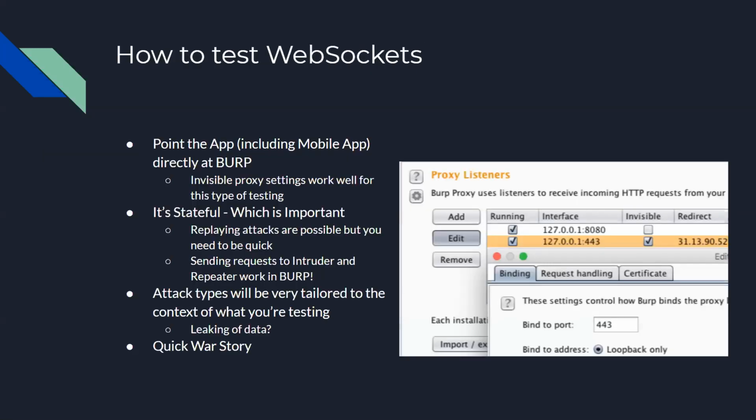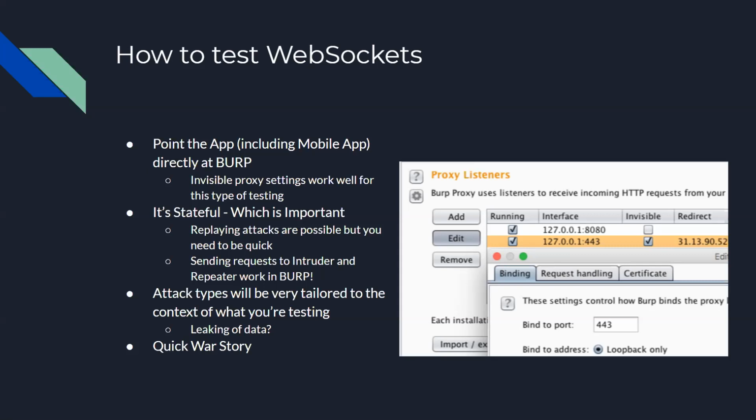So how to test it, because it is going to be different, especially when you're working with mobile apps. You're going to want to point your mobile app as an invisible proxy over to Burp. And in Burp, you've got to manipulate the settings within the proxy listeners to actually do invisible proxy. So you do need to set that setting, that little button right there.